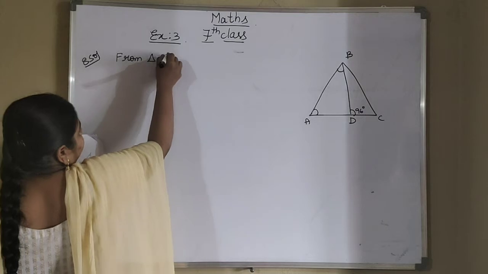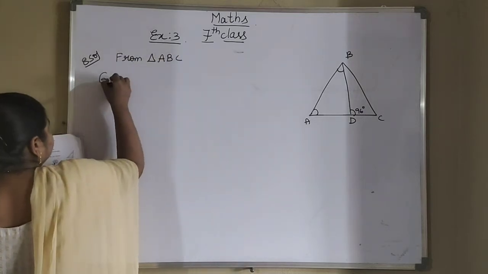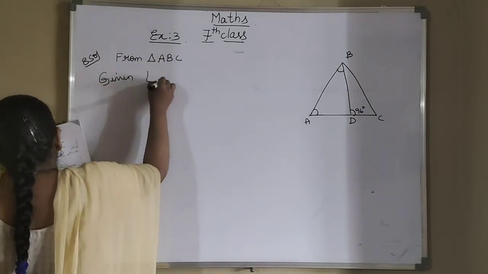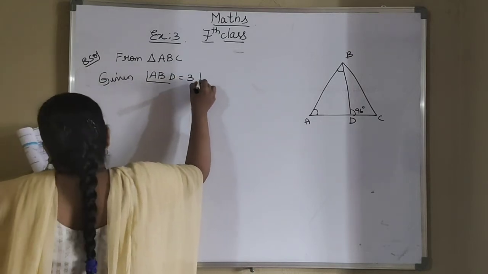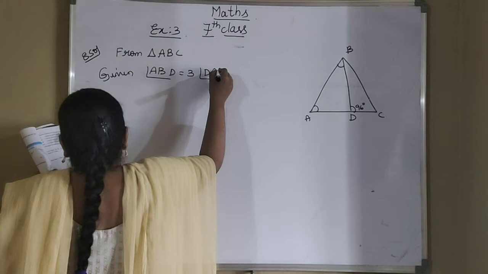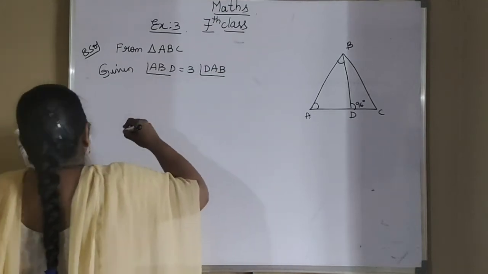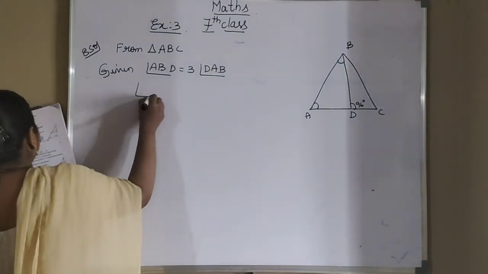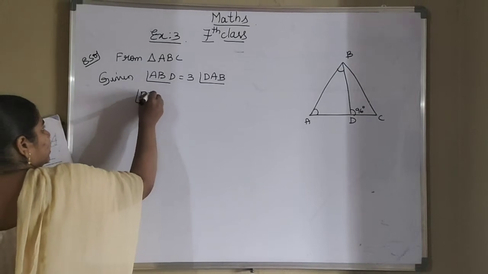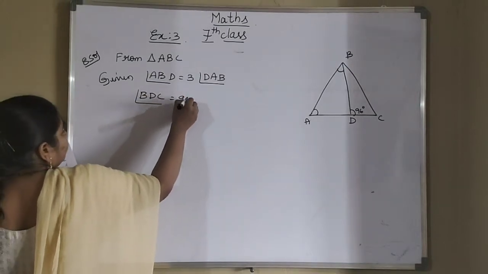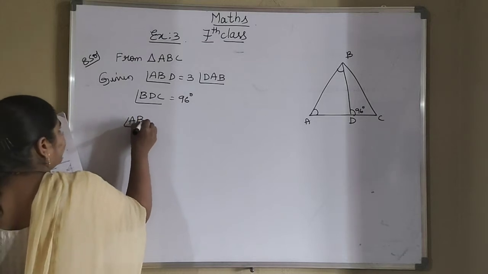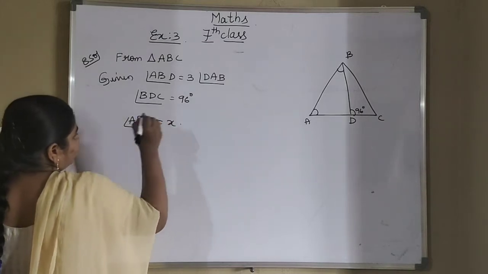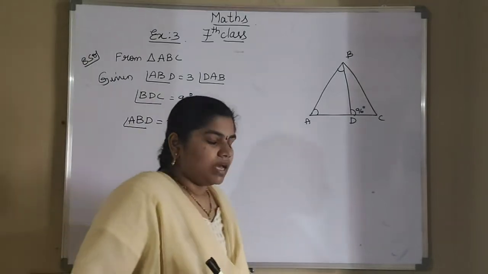From triangle ABC, given that angle ABD is equal to 3 angle DAB, and also they have given angle BDC is equal to 96 degrees. What we have to find? We have to find angle ABD. So this one we have to find. So I am taking that as X.